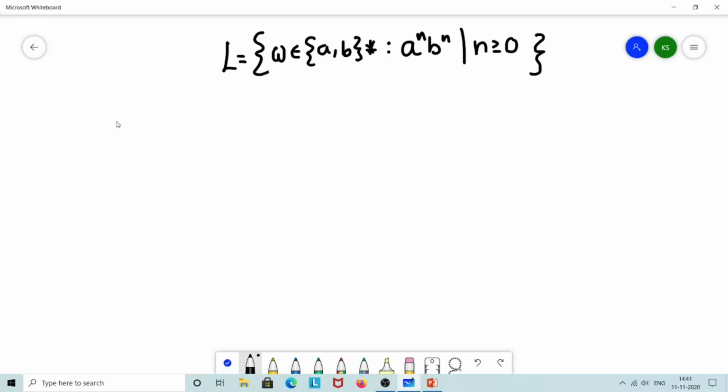Welcome back everyone. In this session of automata theory and computability, let's solve a few more problems on writing context-free grammar for the given context-free languages.